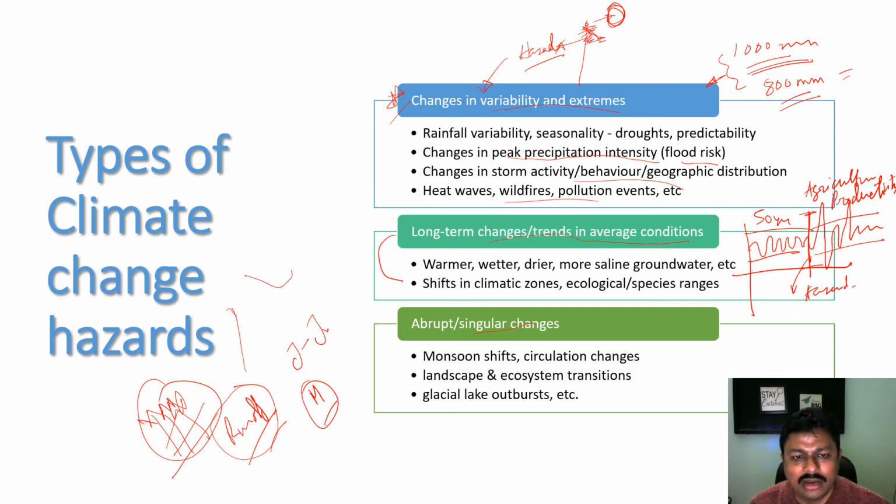Also, the dams that are designed for lower runoff will get damaged as runoff has now increased. So due to these abrupt or singular changes, climate hazards also happen. So these are the three hazards you can see: hazard due to change in extremity, extreme points, hazard due to change in the long-term trend, and also abrupt or singular change due to monsoon shifts, landscape change, ecosystem transition, etc.